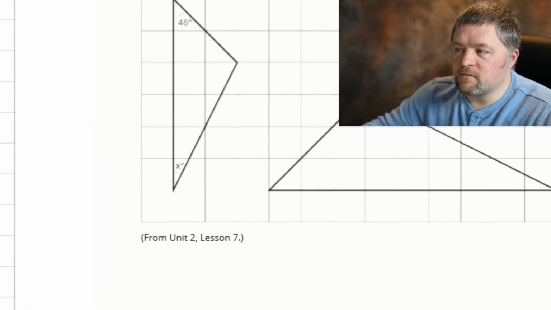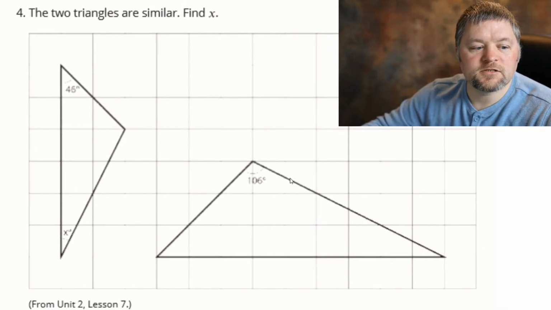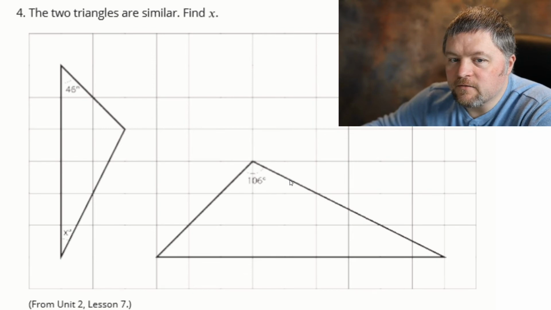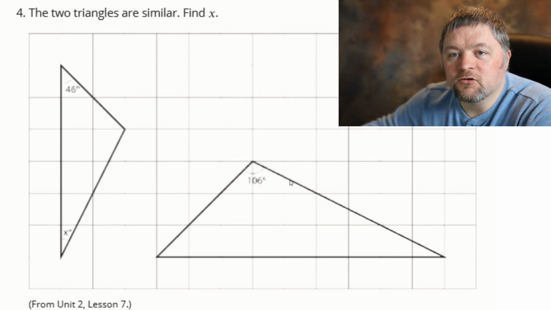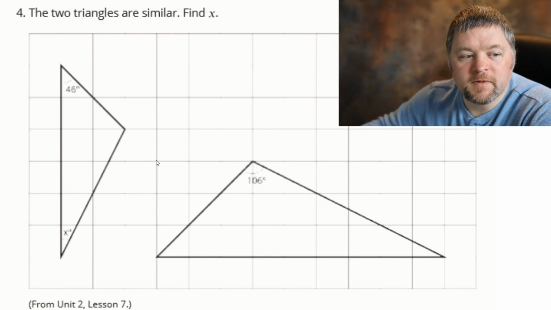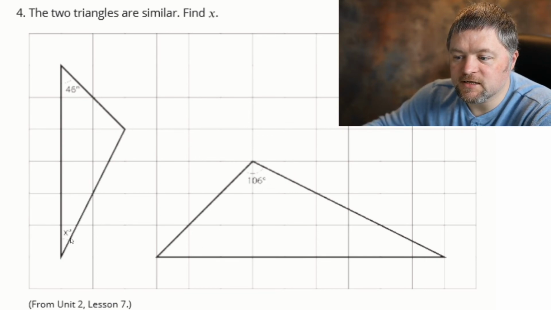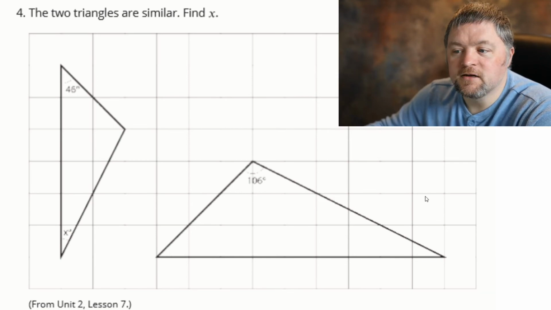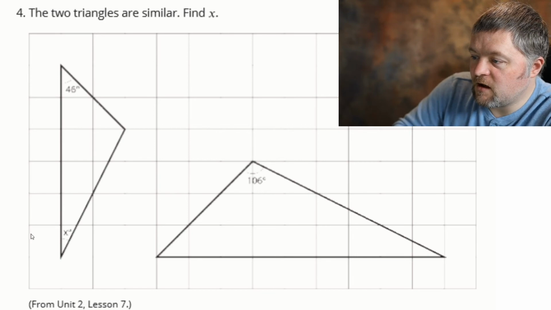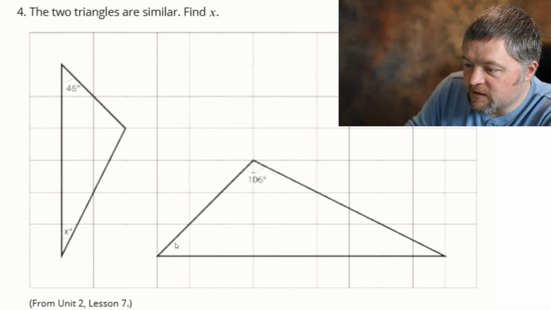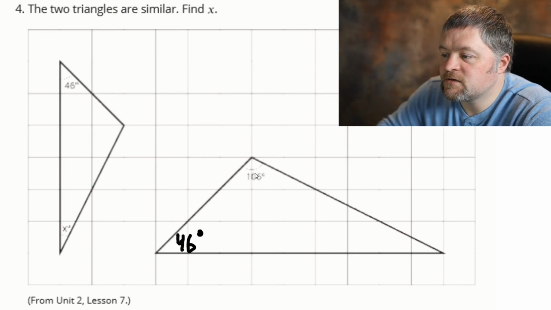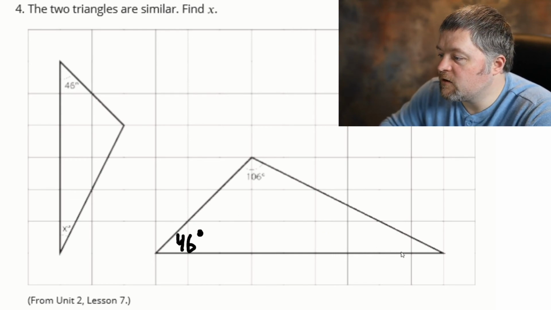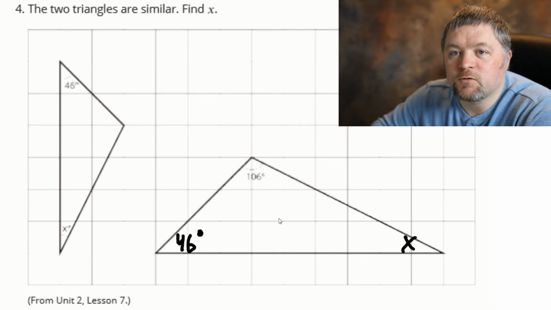Okay, our next problem here: the two triangles are similar. Find x. Now, similar triangles will all have angles that are congruent to each other. Which means if this is 46 degrees, this is 46 degrees. If this is 106, this is 106. If this is x degrees, then this is x degrees. So we just have to figure out what x is. If this is 46, this also has to be 46 right here. Now we know the angle sum of a triangle is 180.